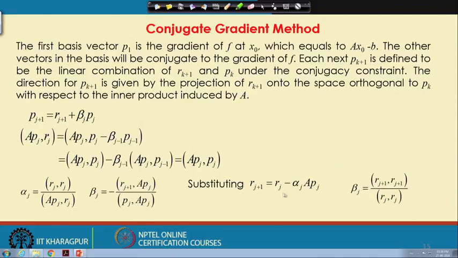R also can be updated using alpha. X is always updated like X j plus 1 is equal to X j plus alpha j P j. So, with these updates we can now finish the conjugate gradient algorithm, and we will look into it in the next session. Thank you.